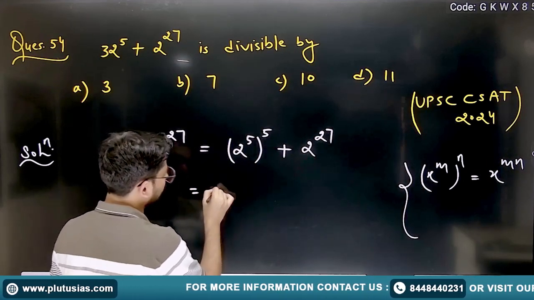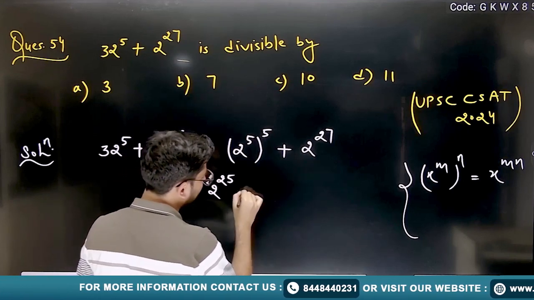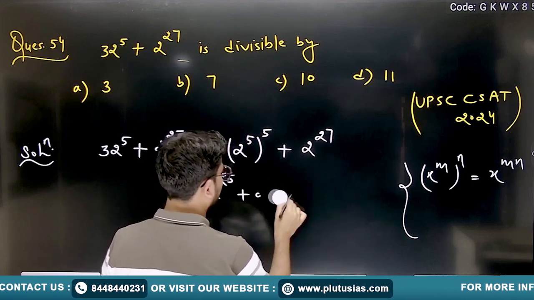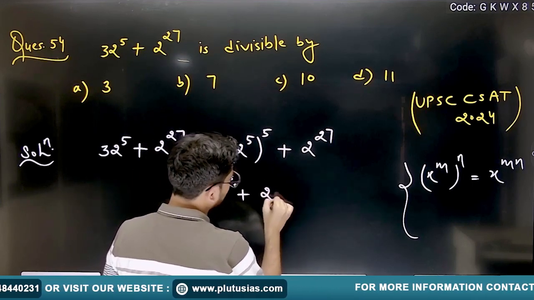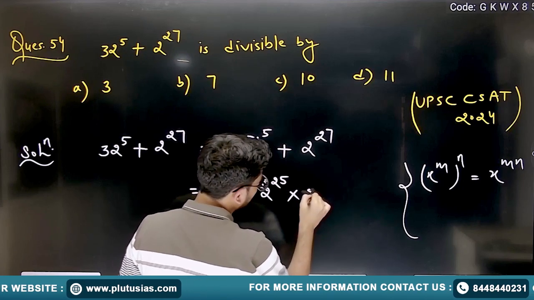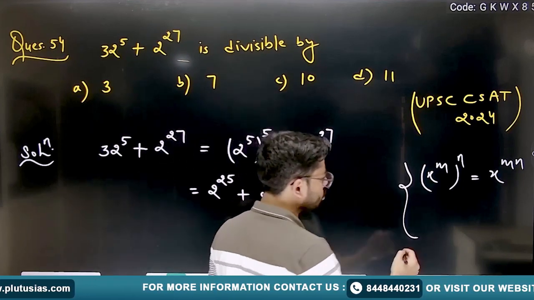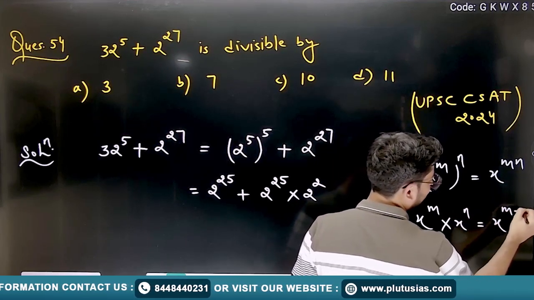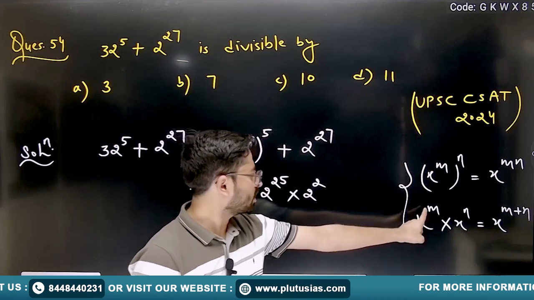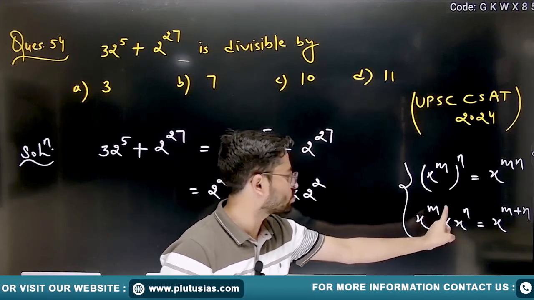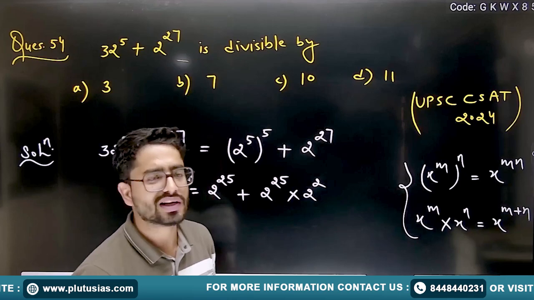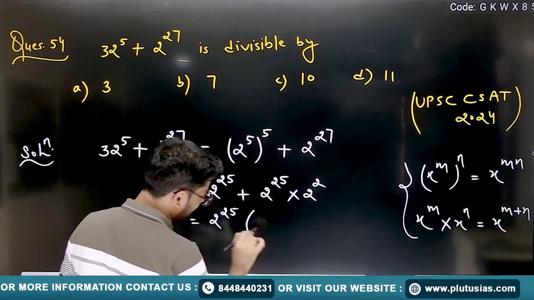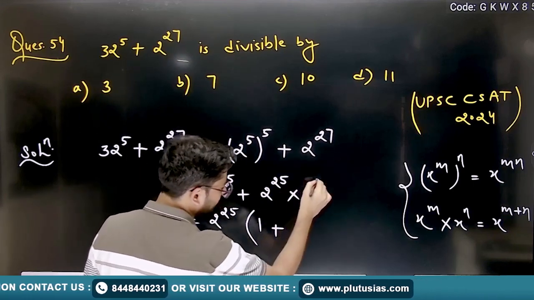So this will be 2 power 5 into 5 is 25 plus 2 power 27, and this can be written as 2 power 25 into 2 power 2. Why? Because we have one more formula, x power m into x power n can be written as x power m plus n. So if you put x as 2, m as 25, n as 2, this is 25 plus 2, which is 27. Now we can take 2 power 25 common, so we are left with 1 plus 2 power 2.